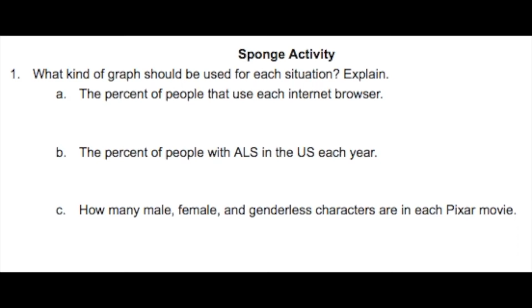All right, now time for the sponge activity. Pretty simple one this time. What kind of graph should be used for each situation, and please explain. First, the percent of people that use each internet browser. Next one, the percent of people with ALS in the US each year. And how many male, female, and genderless characters are in each Pixar movie.